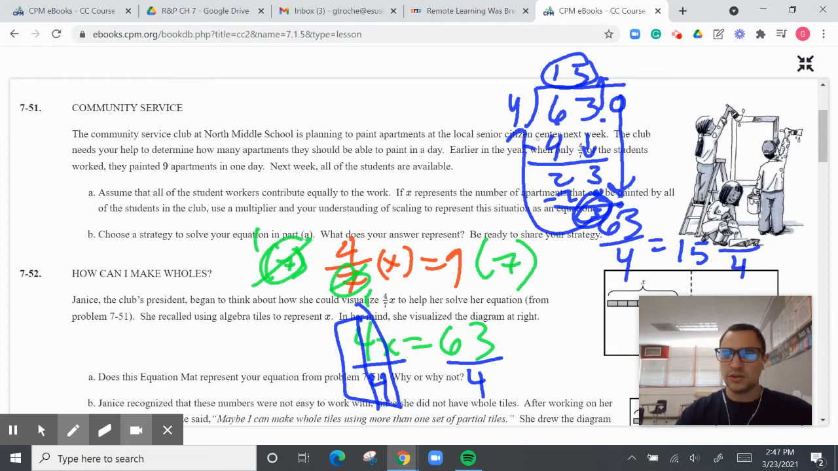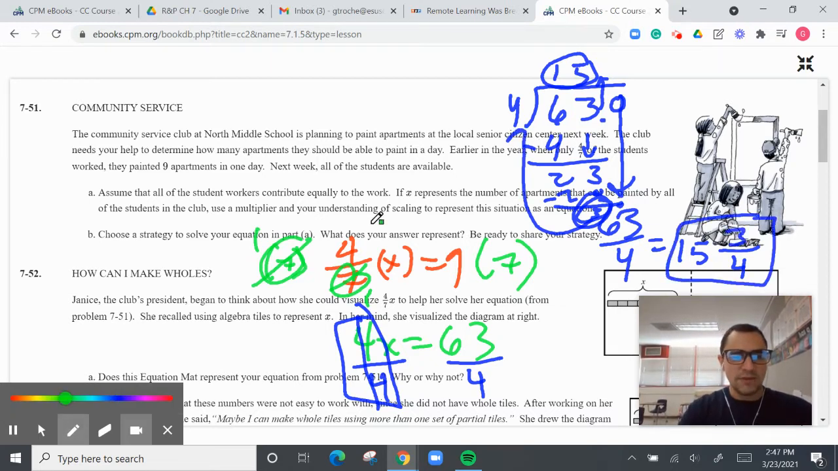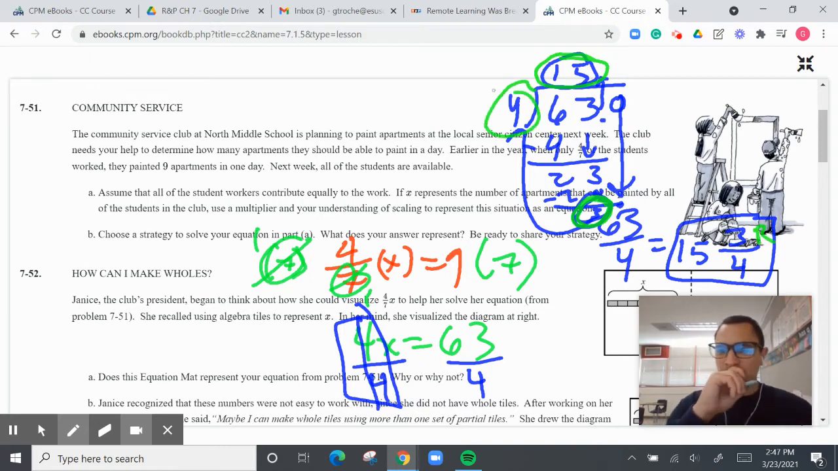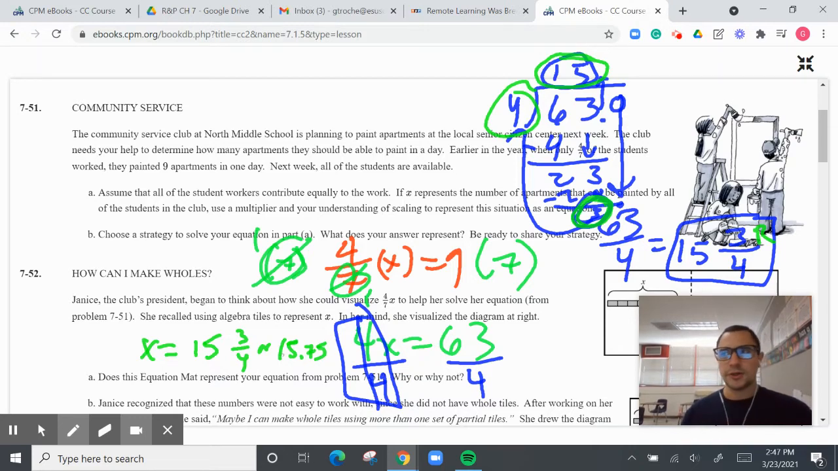So this 3 is our fourth. That's just 3/4. And that's a little trick too. If you ever get a whole number, you can write down the whole number, and then what is the remainder, you can put that on top of your fraction, divided by 4. A little trick right there. So anyways, X equals 15 3/4 apartments. So that's what that would equal.